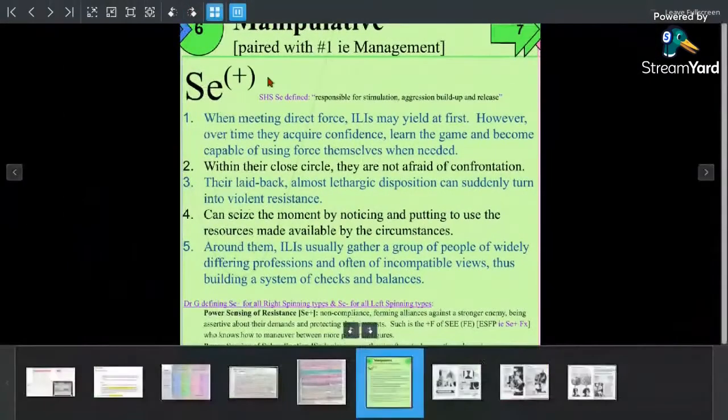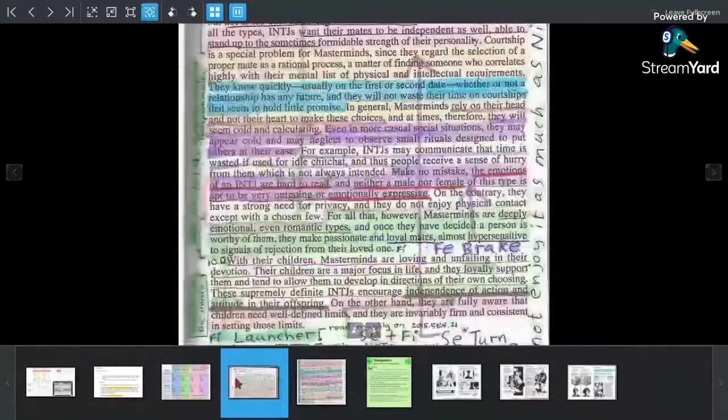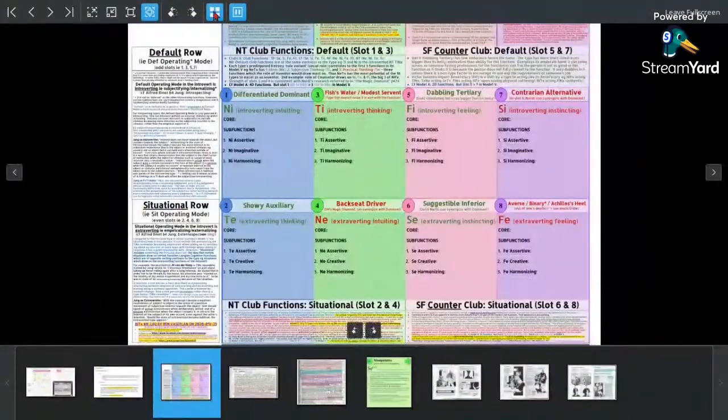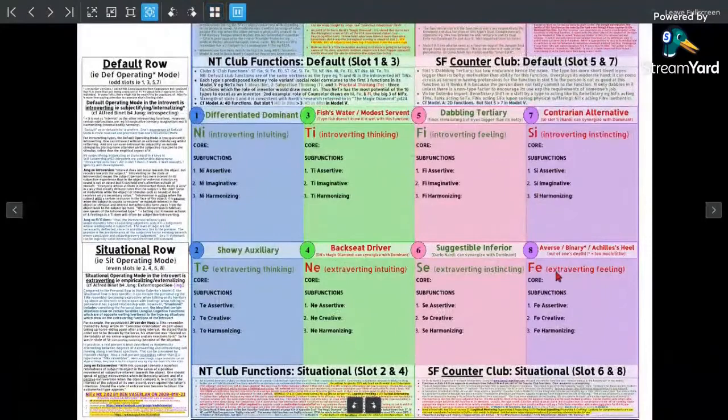So, that is SE. That is suggestible SE in the NIT, the INTJ. And next will be the contrarian alternative.